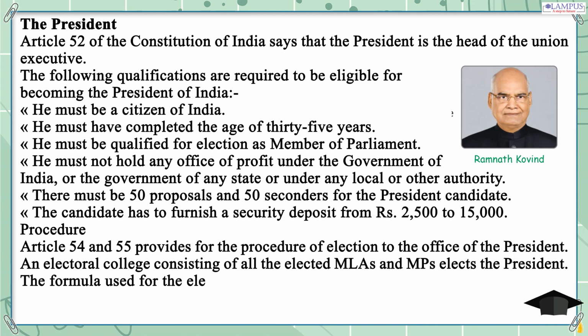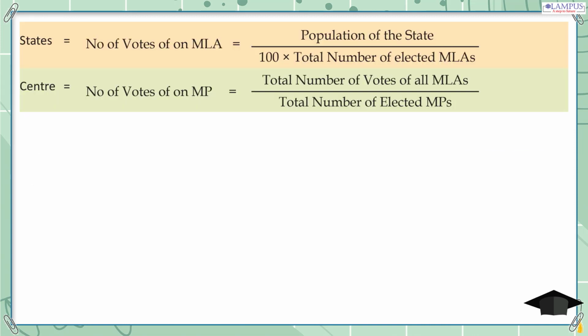The formula used for the election is: States: number of votes of one MLA equals population of the state upon 100 times the total number of elected MLAs. Center: number of votes of one MP equals total number of votes of all MLAs upon total number of elected MPs. Powers. The President is entitled to the following powers.